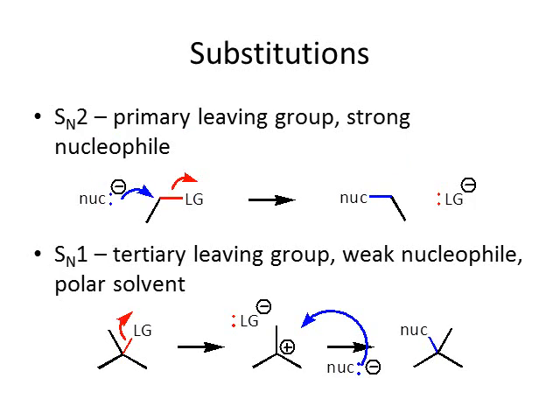Okay, our next fundamental mechanism was substitution. From the standpoint of an organic molecule, a substitution reaction involves losing one atom or group of atoms and replacing it with another atom or group of atoms. We saw that there were two main mechanisms for substitution. There's the SN2 reaction and the SN1 reaction.